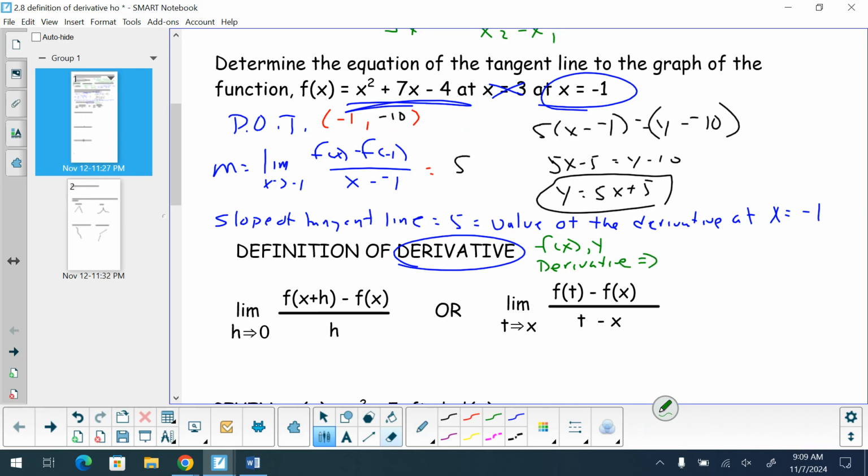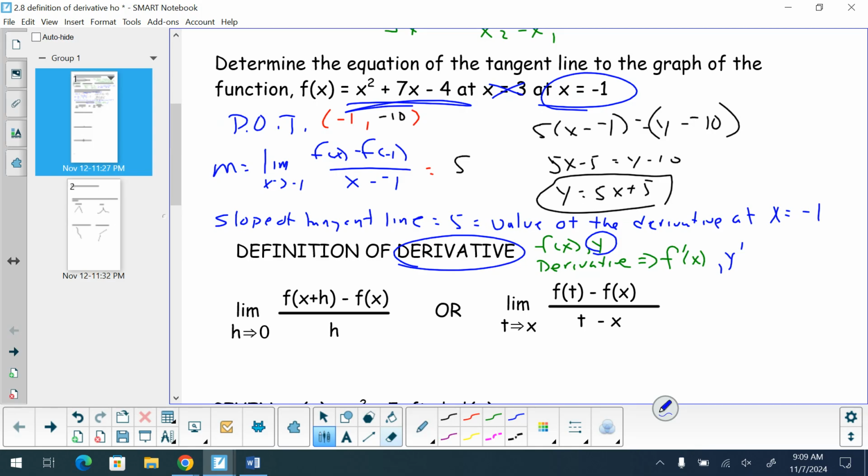How we can symbolize this is we put a little prime in there. This little prime symbolizes that we have a derivative. We can also, if we just have a relation y, write this as y prime. When you see a prime as a superscript, or a prime to a function or a y, that tells us that we're dealing with a derivative.